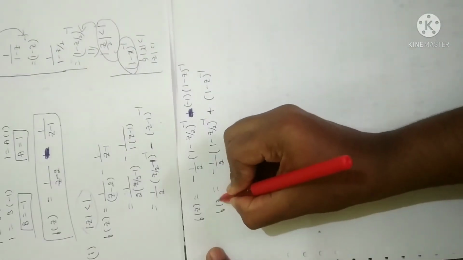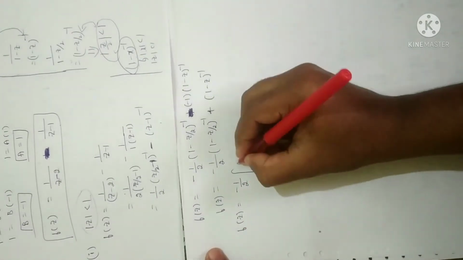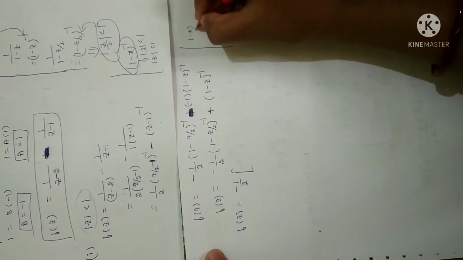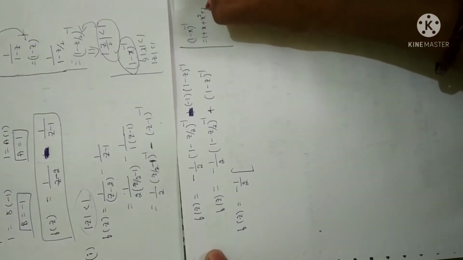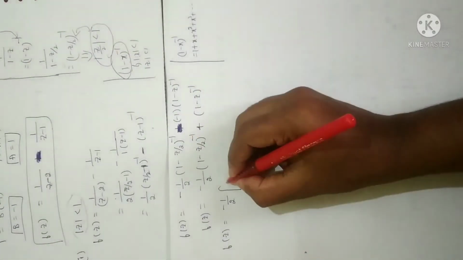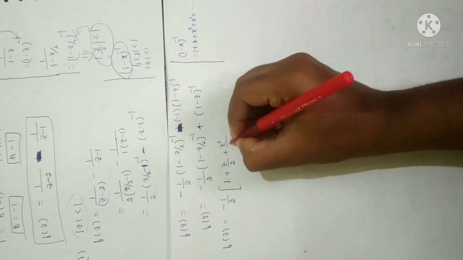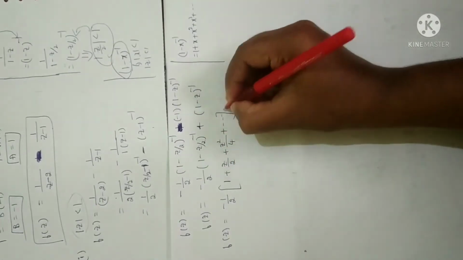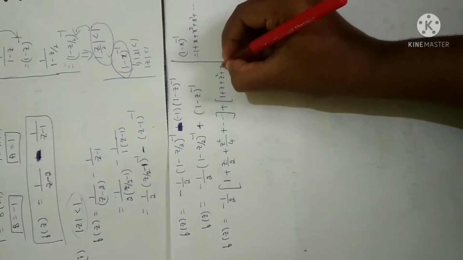So now you can apply the expansion here. Minus 1 by 2 as it is. As I already told you, (1 minus x) whole power of minus 1 will be 1 plus x plus x square plus x cube plus so on. So I am going to apply the same. (1 minus x) power of minus 1 is 1 plus x, where x is z by 2, plus x square, z square by 4, plus so on. Similarly here also, 1 plus z plus z square plus so on.